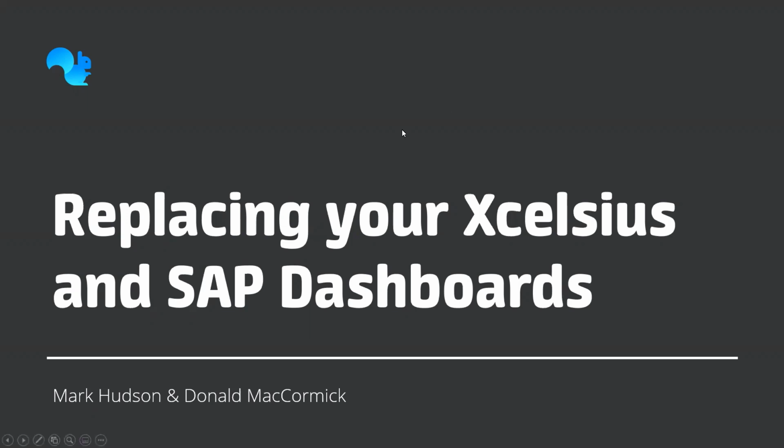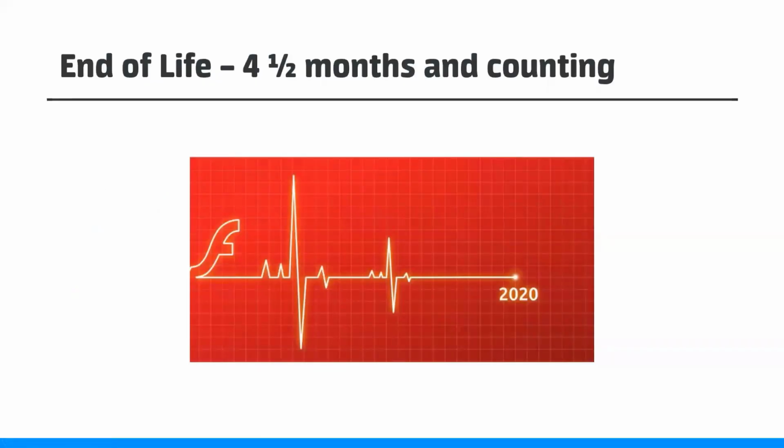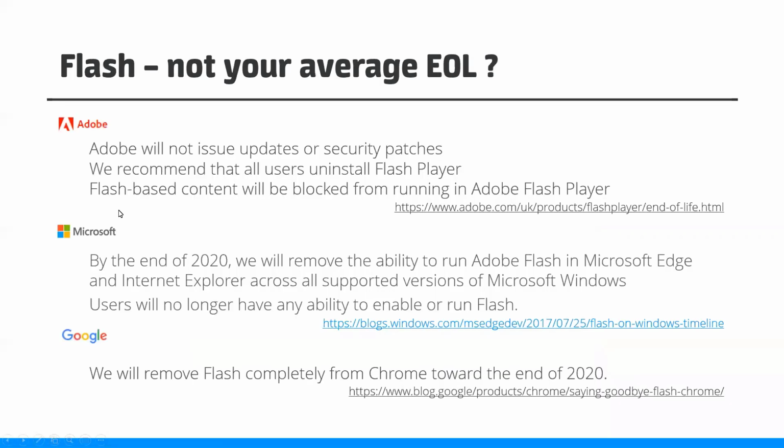As Mark said, one of the things we're going to quickly look at is the end of life of Flash and what that means for Xcelsius and SAP Dashboard. So end of life is the end of this year, which is 4.5 months and counting. And as Mark said, it's like an end of life like no other. In fact, it's probably the most aggressive end of life a software product has ever seen, although it's been a long time coming since Steve Jobs famously refused to have Flash on the iPhone, which was the beginning of the end. And you just have to look at the statements that the main people are making in this marketplace about the end of life to realize it's a significant deal.